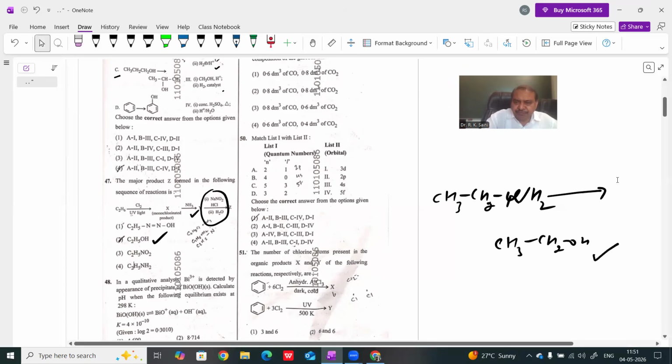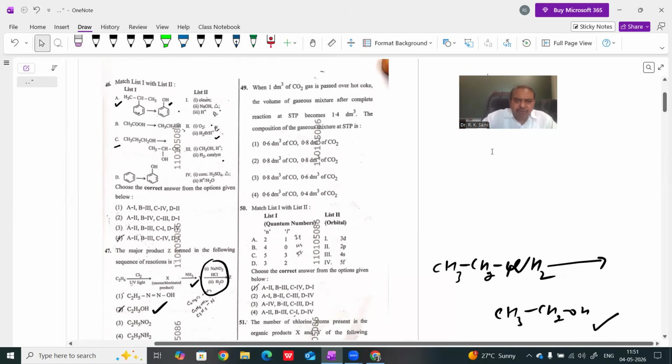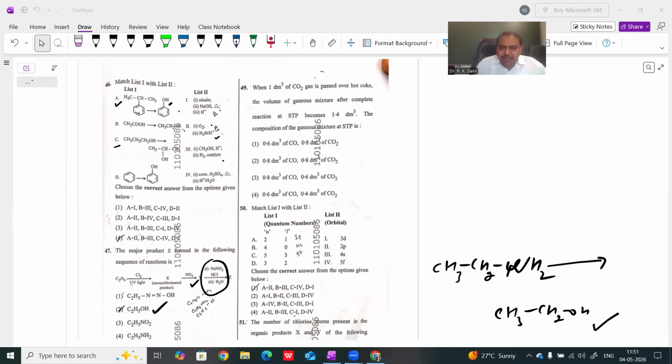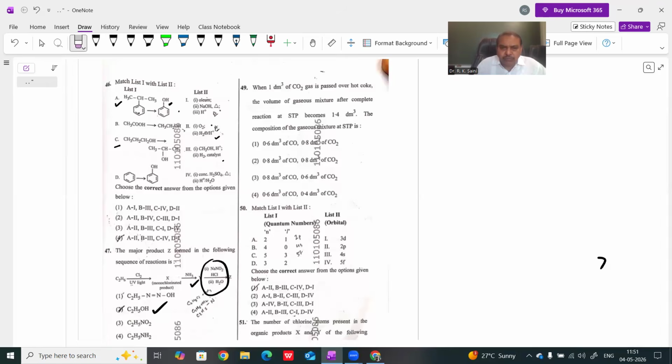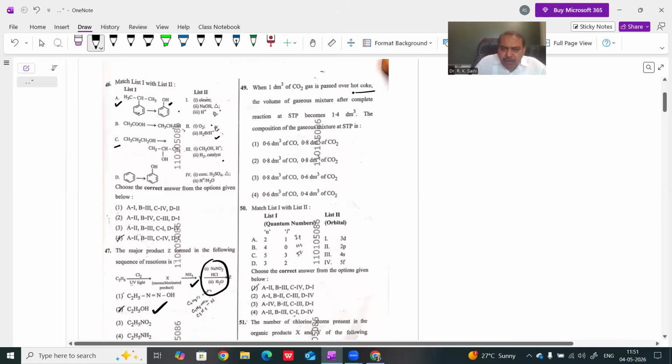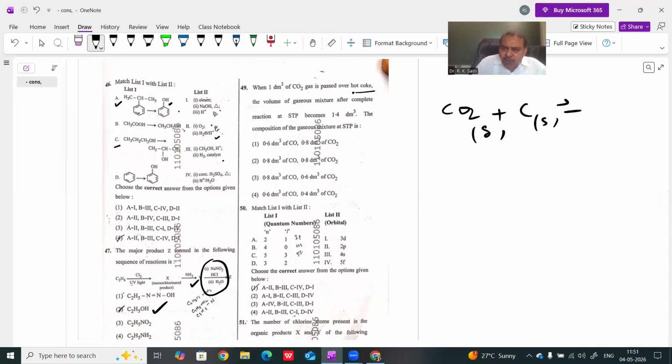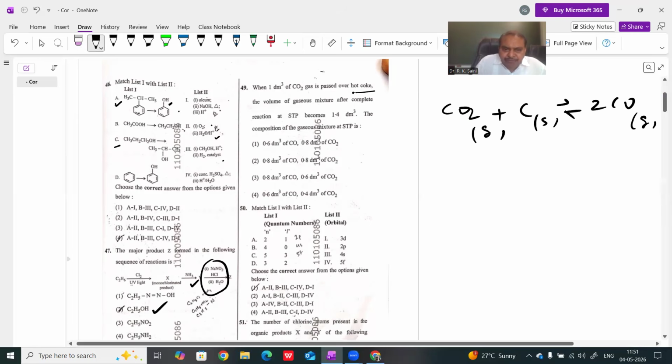Question number next. Question 49. 1 decimeter cube, that means 1 liter, of carbon dioxide gas is passed over hot coke, and then it changes into carbon monoxide. Carbon monoxide is also a gas and hot coke is solid. The volume of the mixture after complete reaction at STP is 1.4 decimeter cube.